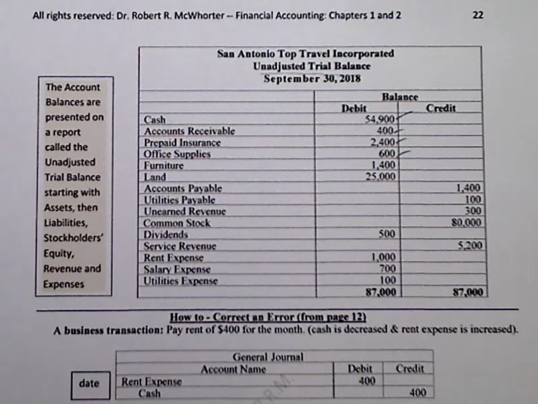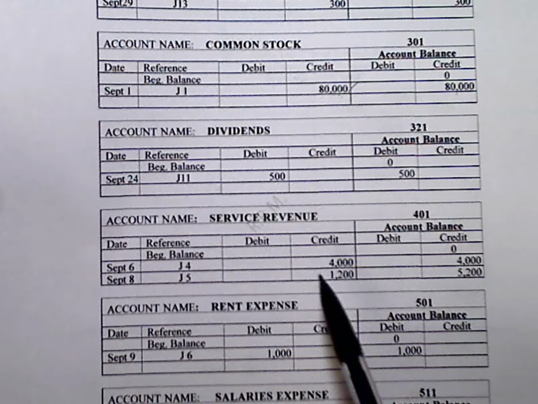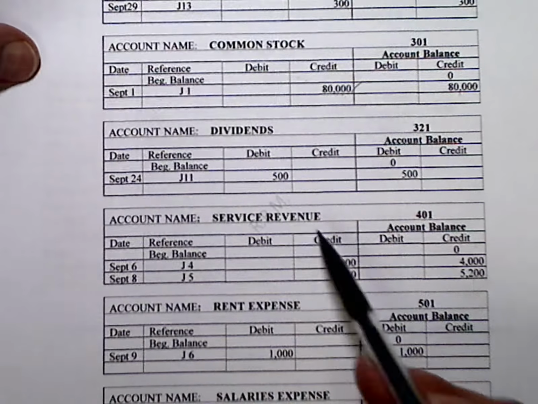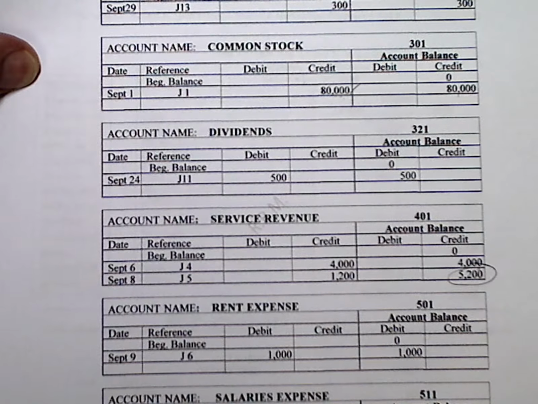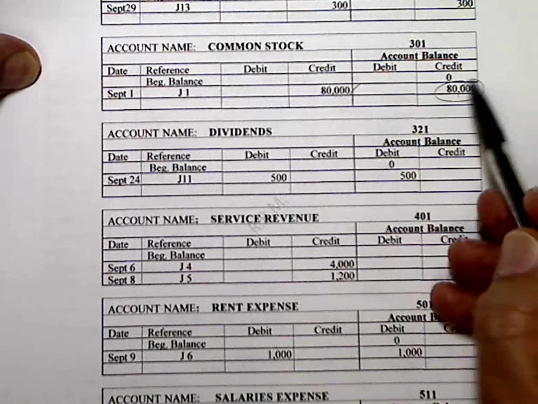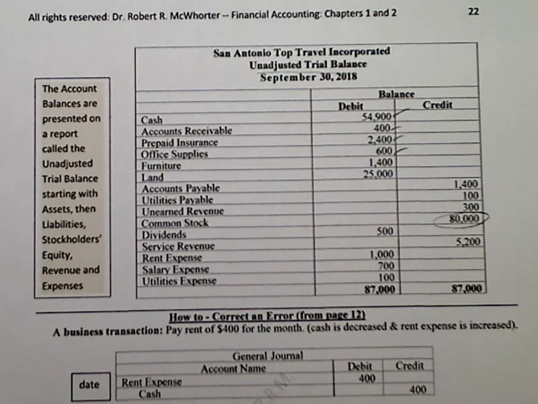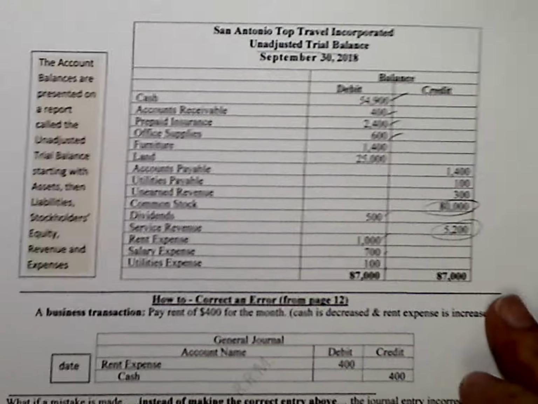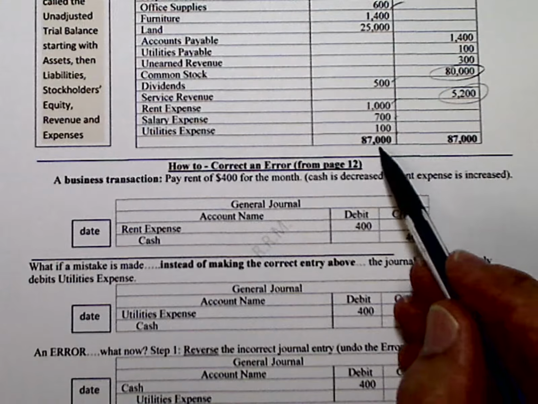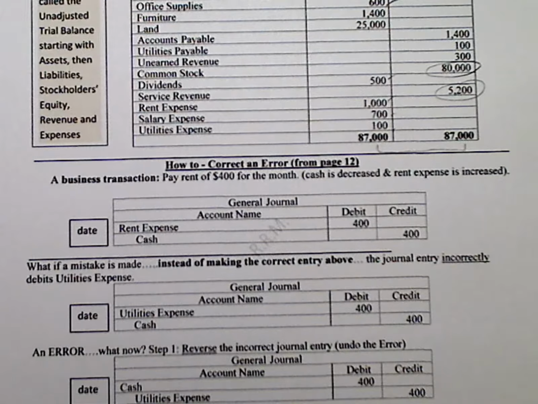Go back and check it. What's the account balance according to the general ledger for service revenue? 5,200. Common stock, 80,000. Well, there's the 80,000, there's the 5,200. The ending account balance is on those previous pages. It balances. It doesn't prove there wasn't a mistake, but it balances.